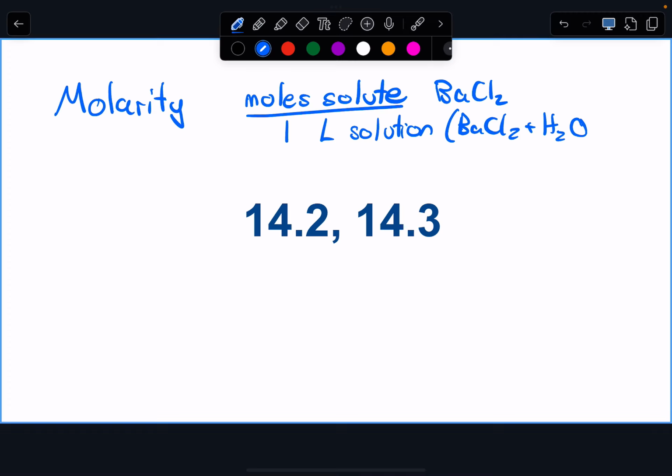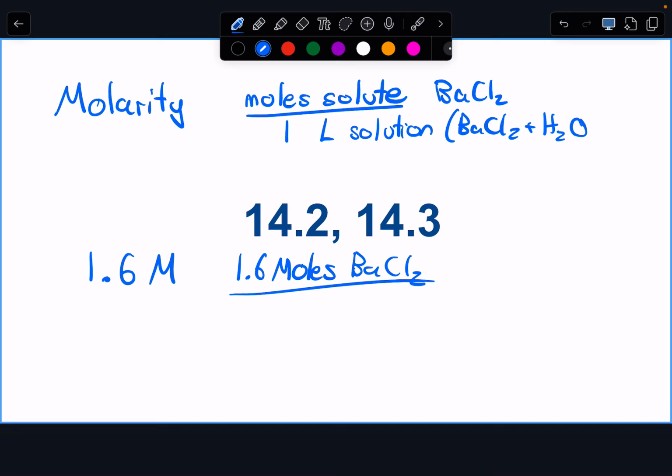Okay, so if I have a sample and I tell you that it's 1.6 molar, that means that there are 1.6 moles of barium chloride in every 1 liter of solution. So obviously if I said I have a half a liter, then that would be 0.8 moles. If I said I had 1 liter, then it would be 1.6, right? If I said I had a half a liter, then it would be 0.8. So you can take this any way you need to.